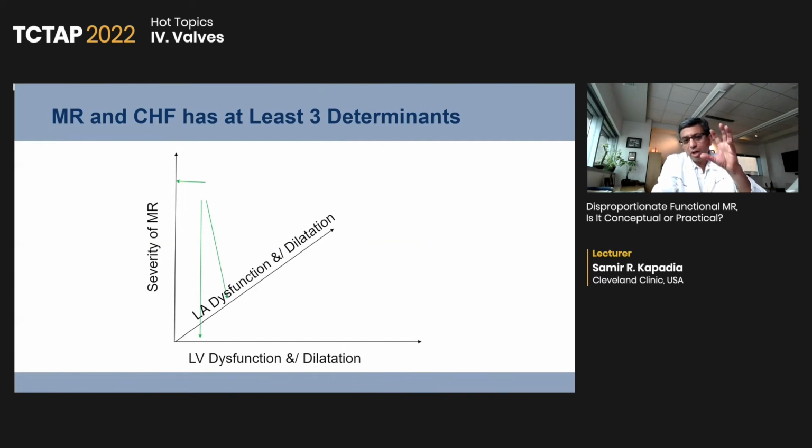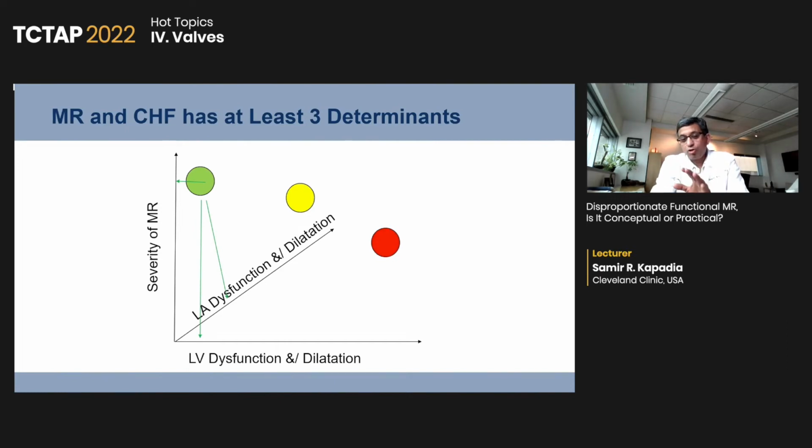Whenever you have mitral regurgitation and heart failure, there are at least three parts that I see. This is a three-dimensional figure, supposed to say that there is mitral regurgitation, LA and LV dysfunction. So if you have severe mitral regurgitation with less LA and LV dysfunction, treat it, no problem. If you are in the moderate range, where things are moving, where LA and LV dysfunction has come up, again, treating severe mitral regurgitation makes sense.